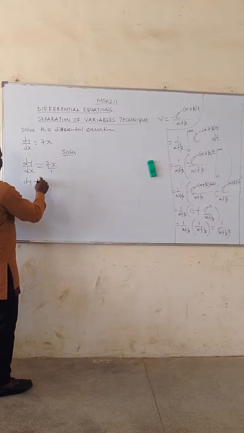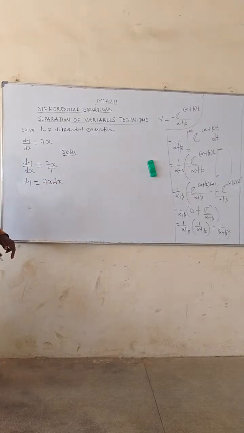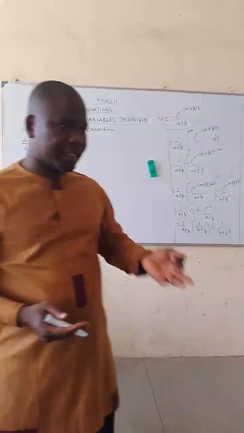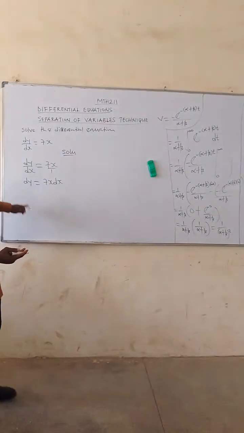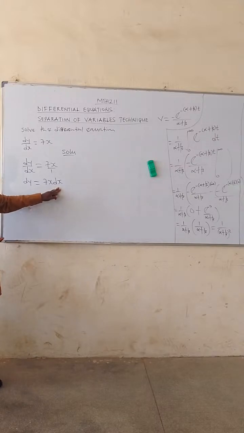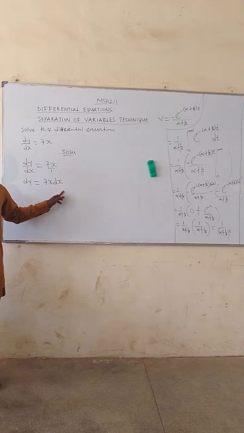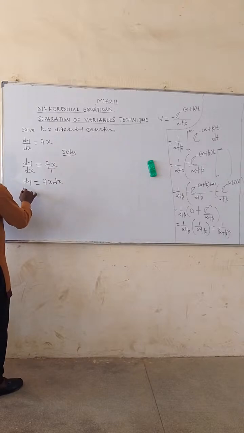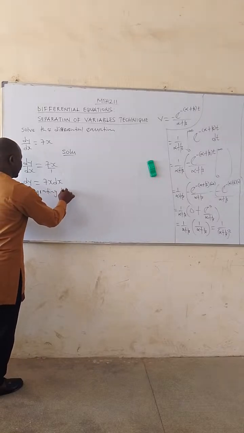So cross multiplying, it means 1 times dy equals 7x times dx. Now at this point you are seeing dy and dx, so you don't need a prophet to tell you what to do when you come across an ordinary differential equation like this. Because of this dy and dx, you have to integrate both sides.